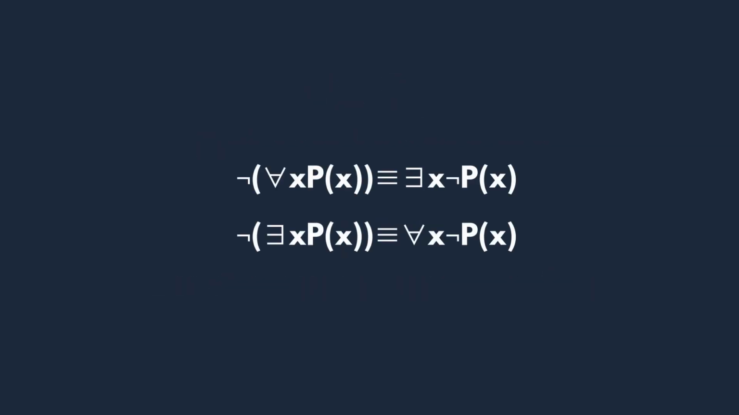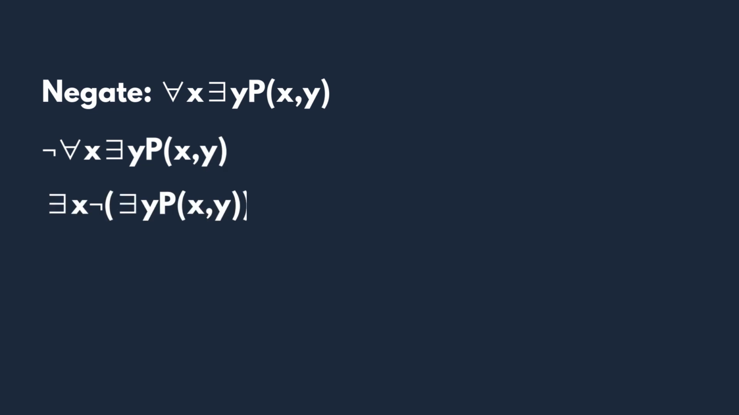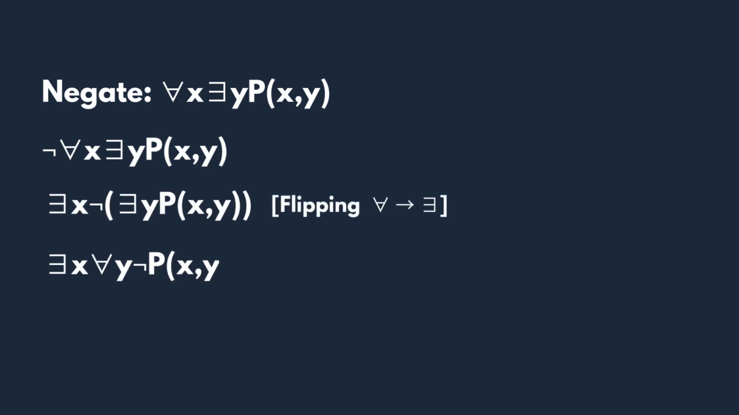And nested quantifiers have some negating rules as well. These are the golden rules. These two rules are similar to De Morgan's law, except here the quantifier flips and the inside becomes negated. For example, if we want to negate this expression, at first we flip the universal quantifier to an existential quantifier, then we flip the inner existential quantifier to a universal quantifier.